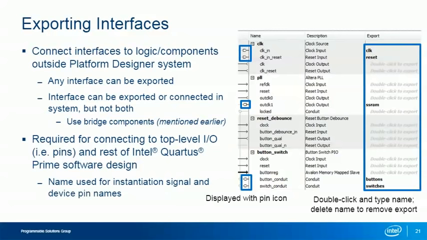Once exported, the Connections column graphic for the interface changes from arrows and wires to a directional or bidirectional pin icon to indicate this interface's signals are coming into or going out of the system. To turn an exported interface back into an internal system interface, simply delete the exported interface's name in the Export column.